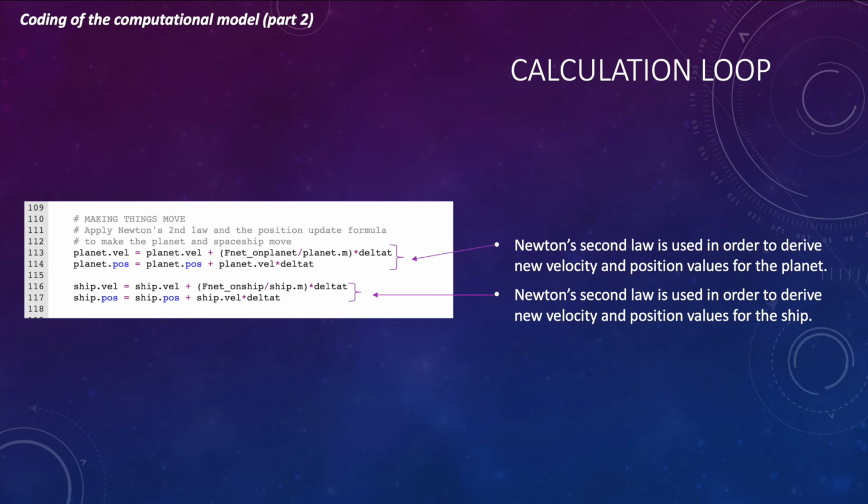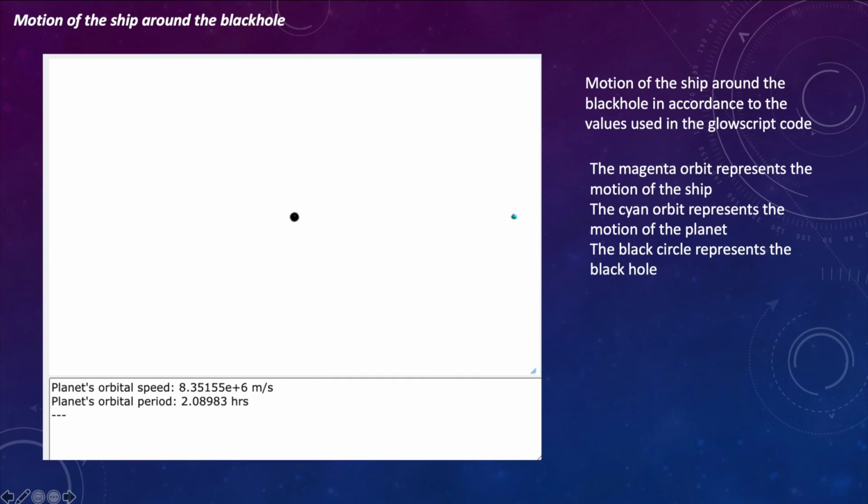Newton's second law is used in order to derive the new velocity and position values for the planet. Newton's second law is used in order to derive the new velocity and position values for the ship. The following is the motion of the ship around the black hole in accordance to the values used in the GlowScript code.